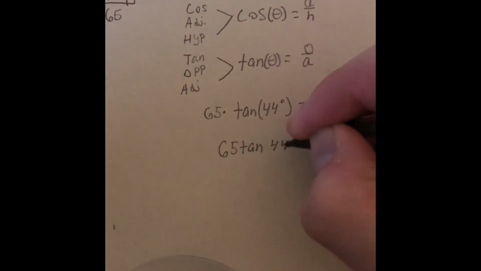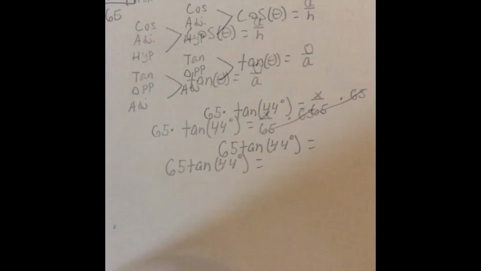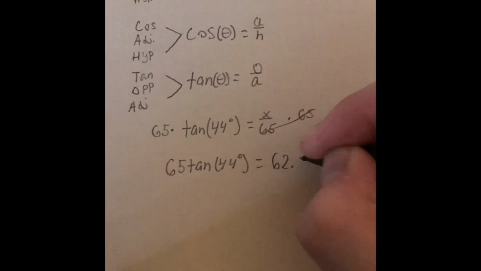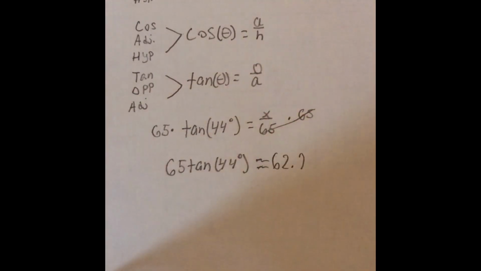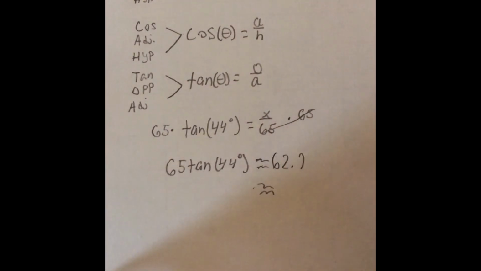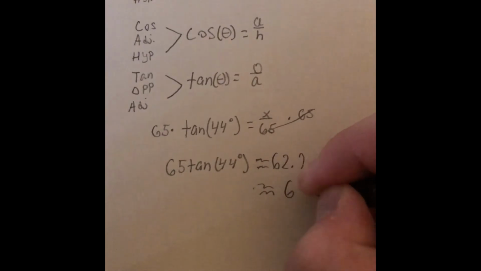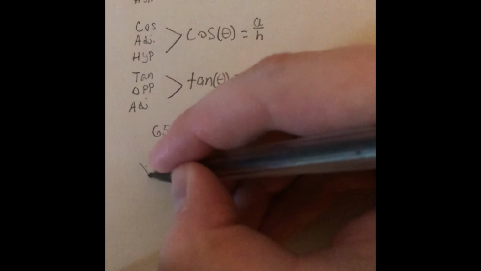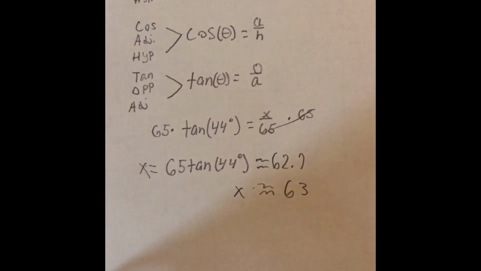So 65 tangent of 44 degrees is equal to, after plugging that in, I ended up getting 62.7. Should be squiggly because that's an approximation, which is about, we were told in the question, I should have mentioned this, to round to the nearest whole number. So that would be 63. So our side x is equal to 63, whatever the units are.